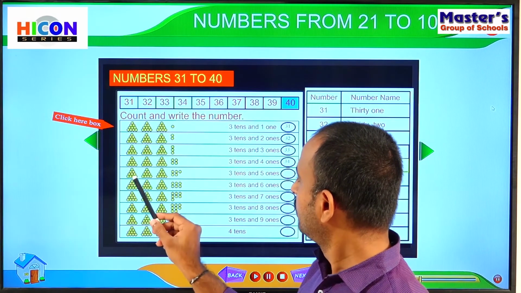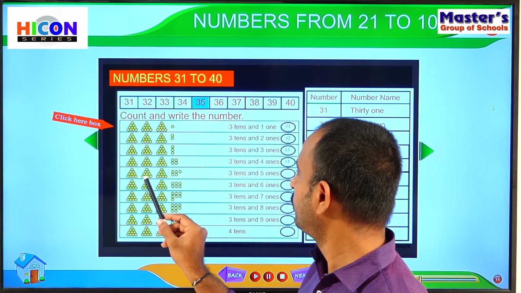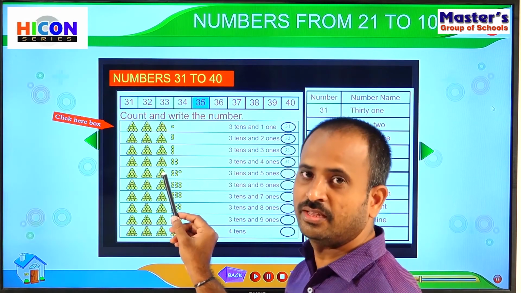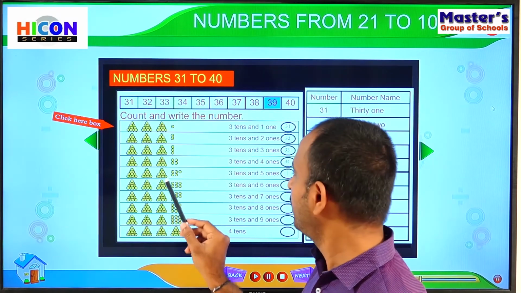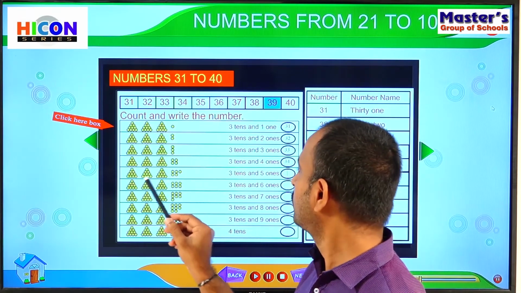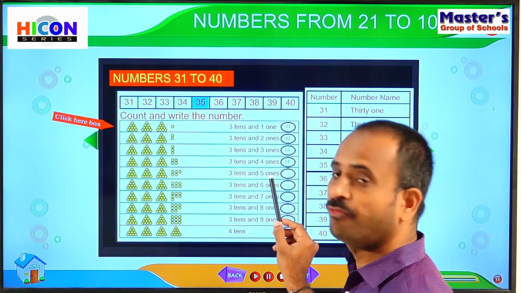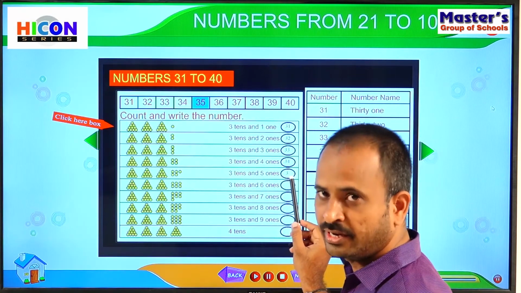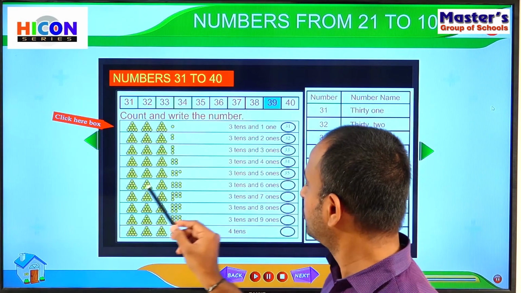See the next row. How many tens are there? 1, 2, 3. So children, total 3 tens are there. And how many ones are there? 1, 2, 3, 4, 5. 5 ones are there. So total 3 tens and 5 ones. So how much number does it form? 35.